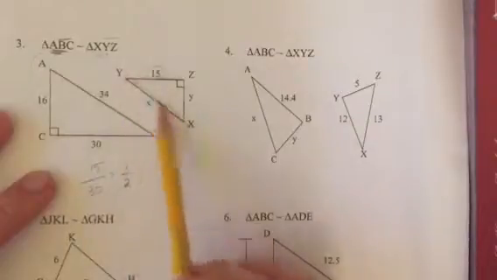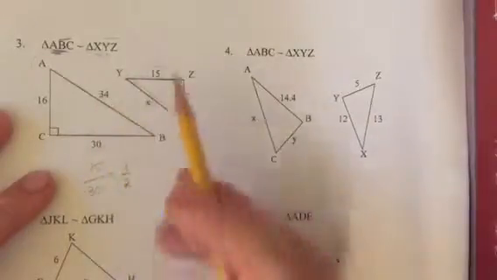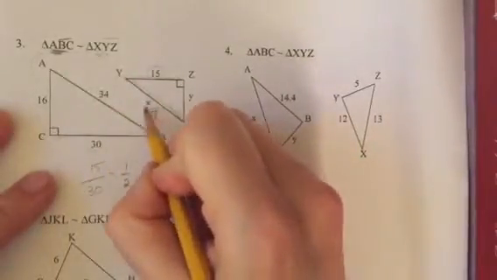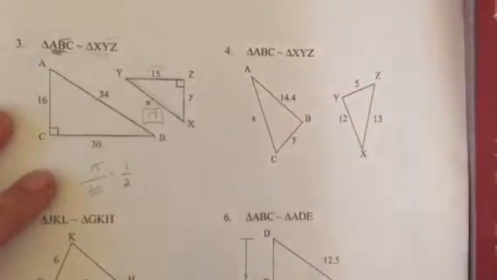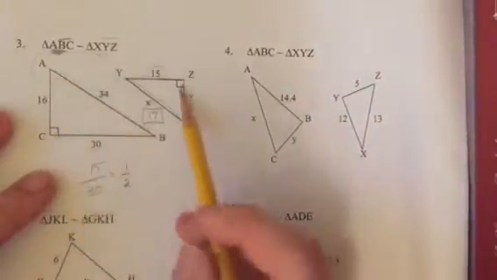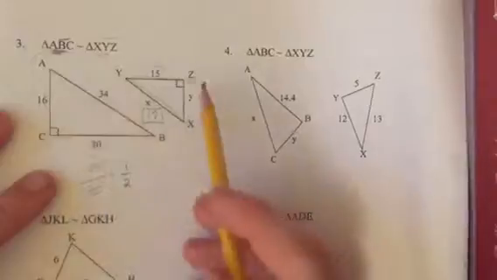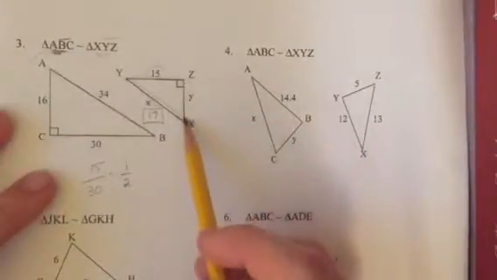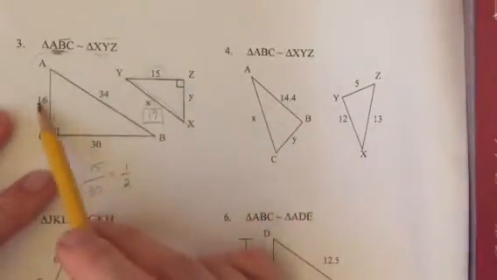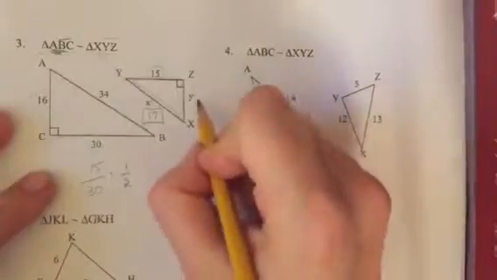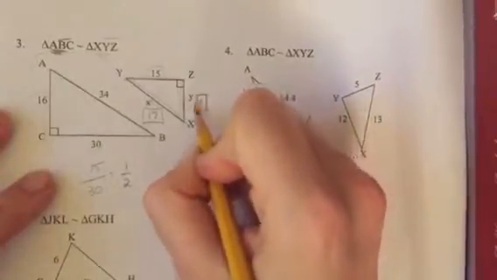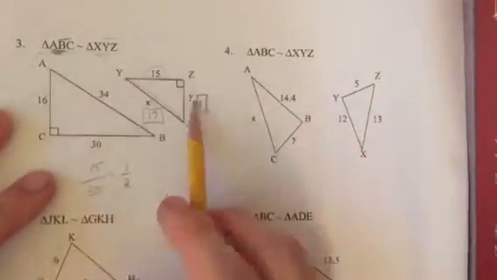34 matches up with X, so I take 1/2 of 34, which means X equals 17. And AC corresponds to XZ, so I need to take 1/2 of 16 to get Y, and that's 8. So I use this scale factor of 1/2 to get myself there.